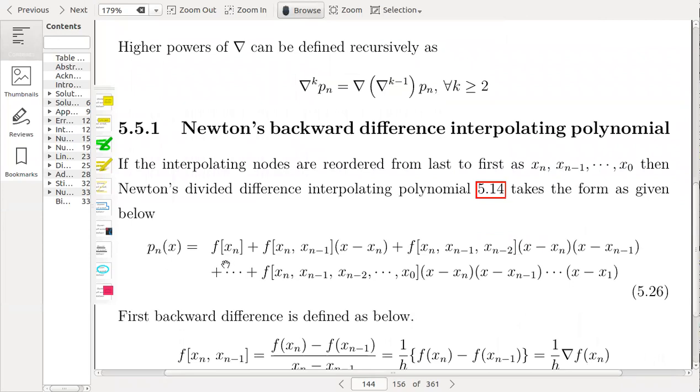Pn of x is equal to the zeroth divided difference, plus the first divided difference. So here we have changed the order. In the forward difference or divided difference, if you observe, here we write f of x naught, and then f of x naught and f of x 1, or you can start with xi plus 1. But here xn and xn minus 1, so x minus xn, then plus the second order divided difference xn, xn minus 1, xn minus 2, then x minus xn, x minus xn minus 1, plus so on. So f of xn, xn minus 1, xn minus 2, and so on to x naught, then x minus xn.